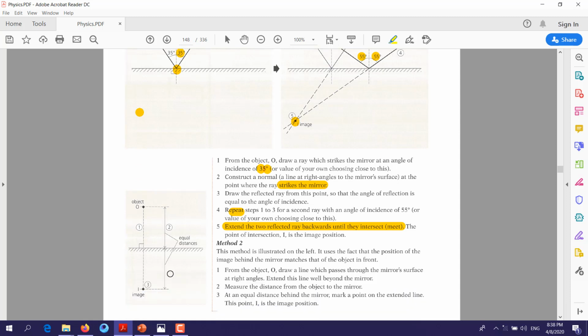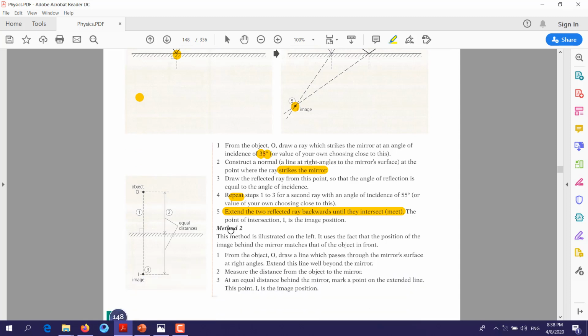The second way, or the second method. Method number 2 is much easier. It depends on just one rule that says the distance between object and mirror is the same as the distance from the mirror to the image. Now you have the object, it's here, and the mirror, it's here.